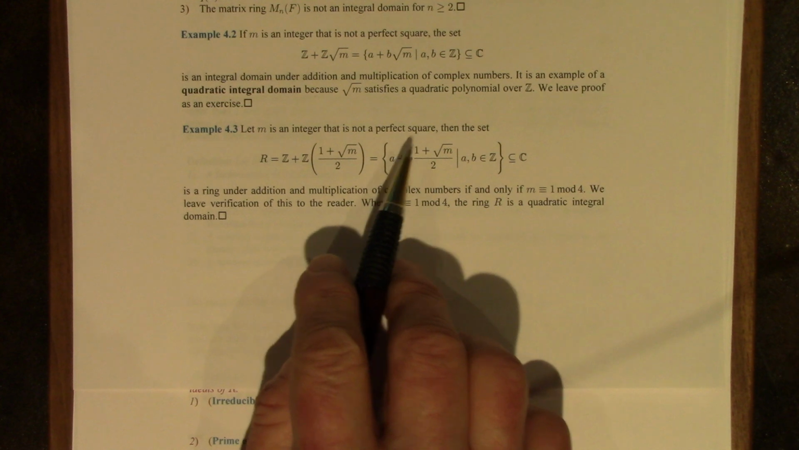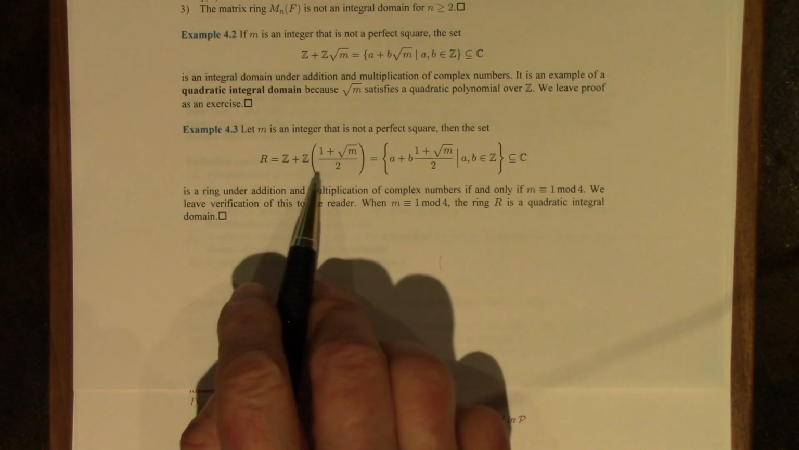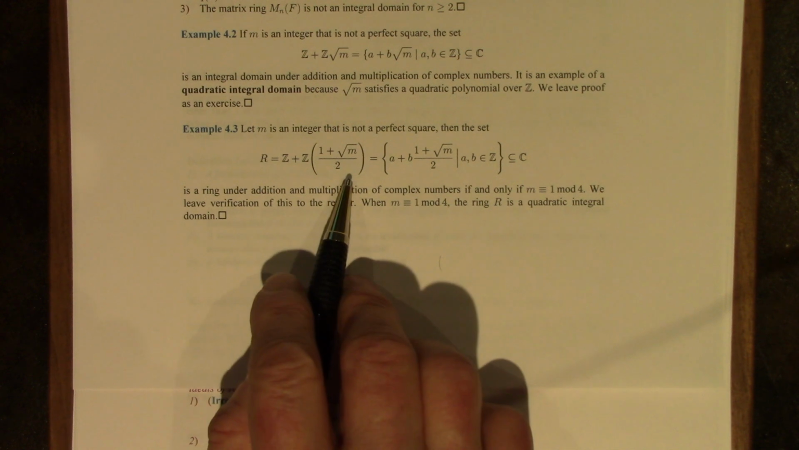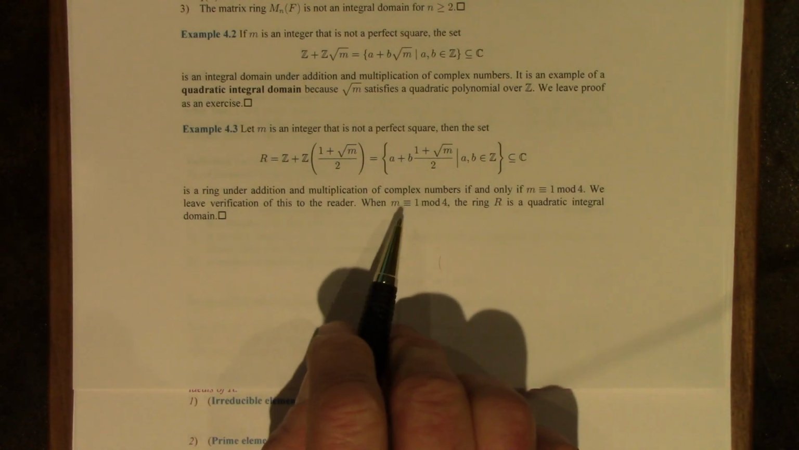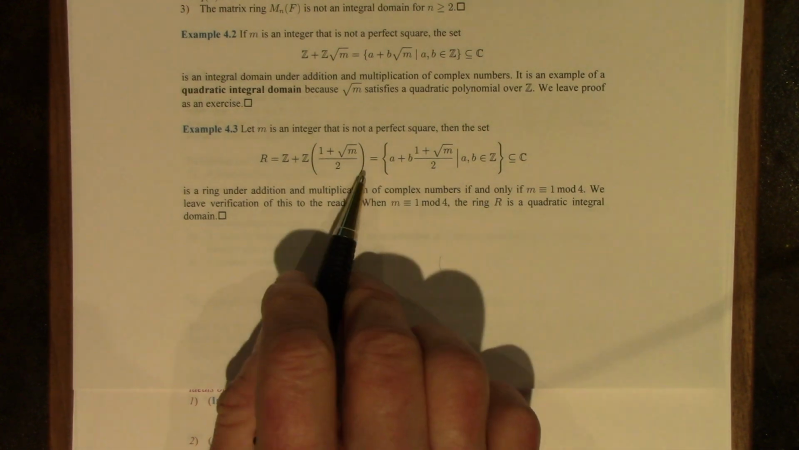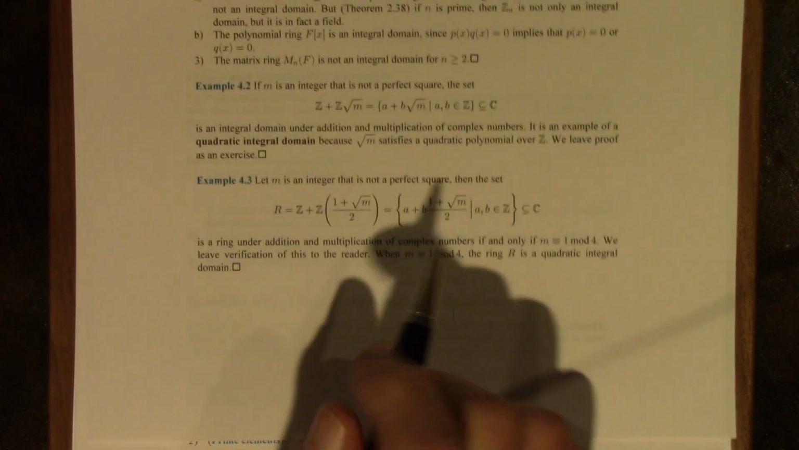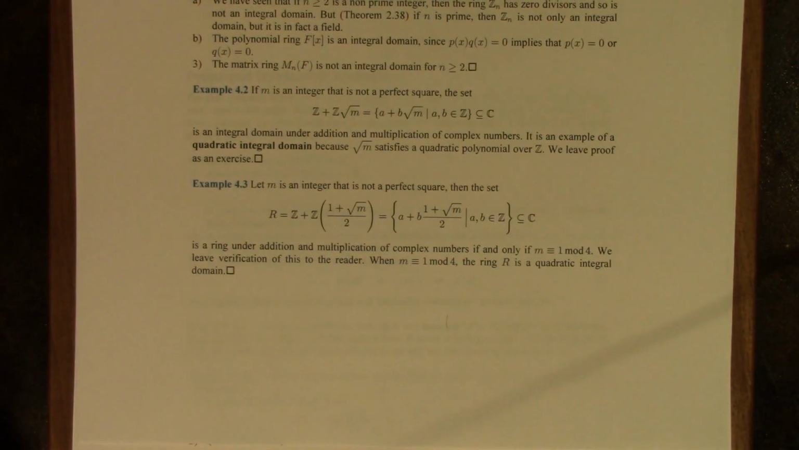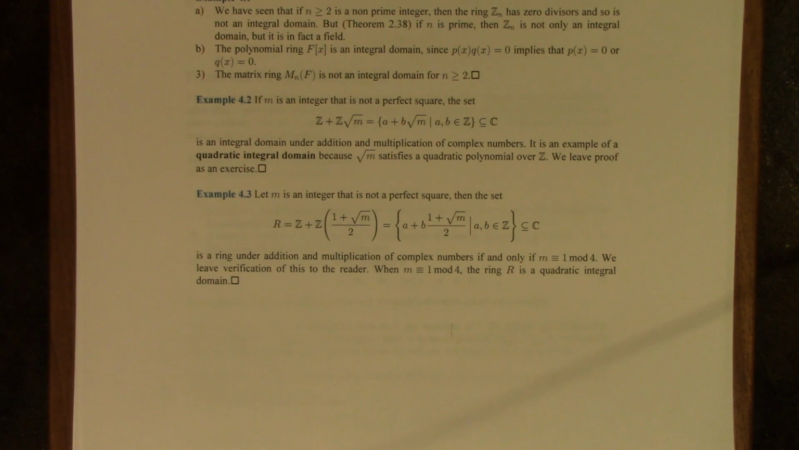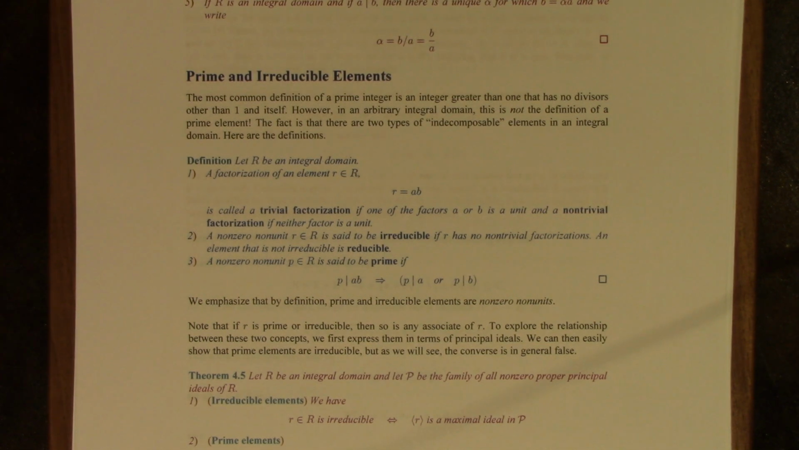Let m be an integer that is not a perfect square, then this set is a ring under addition and multiplication of complex numbers if and only if m is congruent to 1 mod 4. And I'm going to let you verify that. When m is congruent to 1 mod 4, this is a quadratic integral domain. We'll have more to say about quadratic integral domains. They're very useful in finding, say, counterexamples of things. And they're important in number theory.